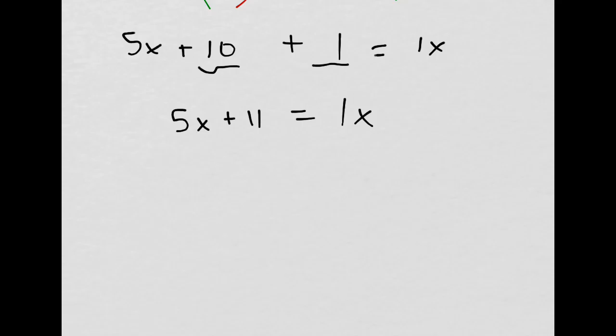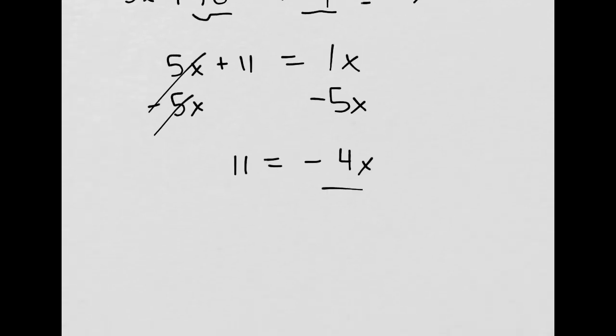You could subtract the 1x over and then subtract the 11 over. But my goal is to just get the letters to one side, numbers to the other. Since the 11 is already on the left side, I'm going to move the 5x by subtracting over to the right side. Now I only had to move one thing over. Now they're on opposite sides. So I have 11 equals negative 4x. Divide by negative 4. X equals negative 11 over 4.